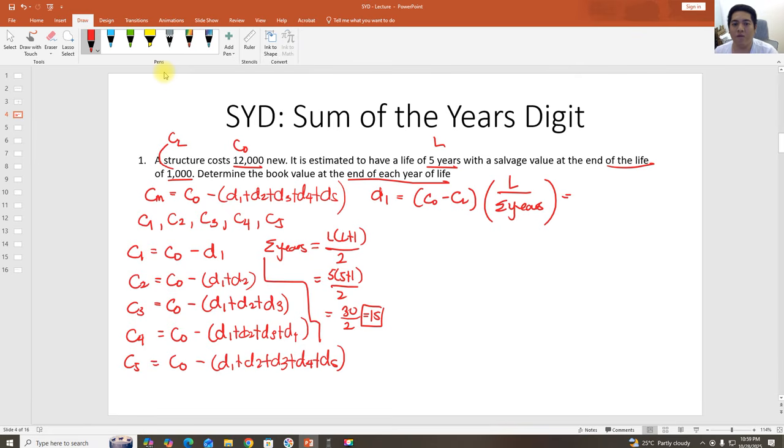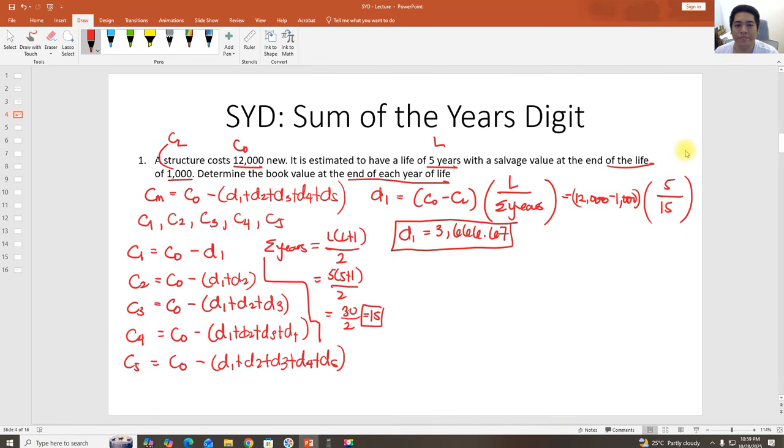So, plugging it into our formula, we have now 12,000 minus 1,000. And then we have L. Our L is 5, rather. So, 5 all over 15. So, that will be our first year depreciation. And that turned out to be 3,666.67 using your calculators. Okay?